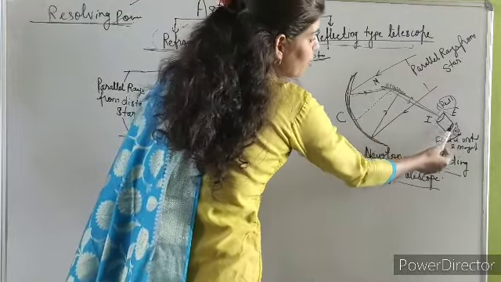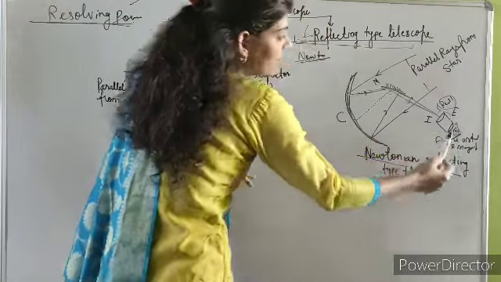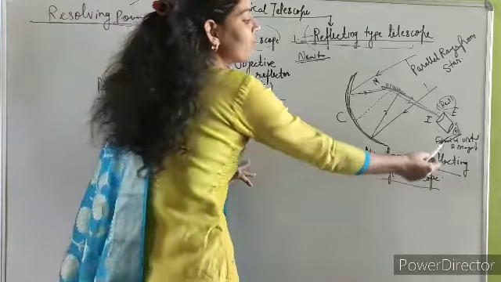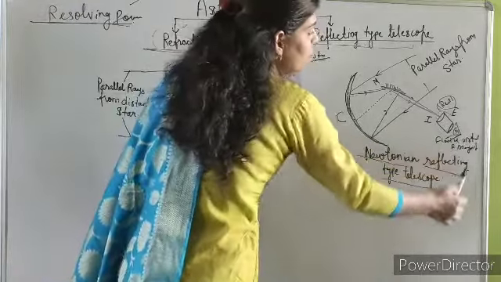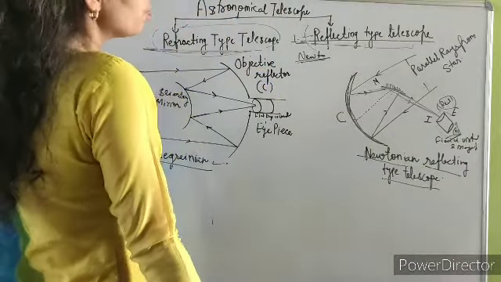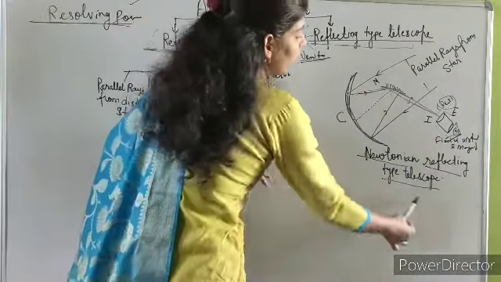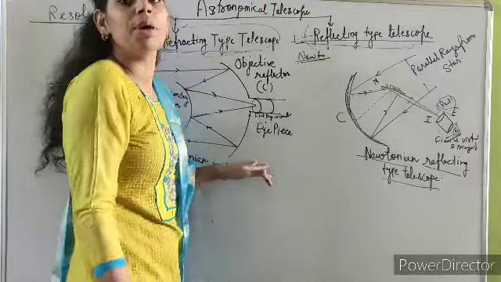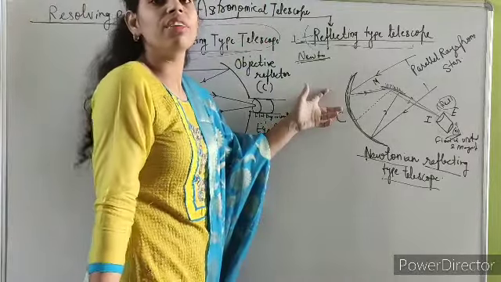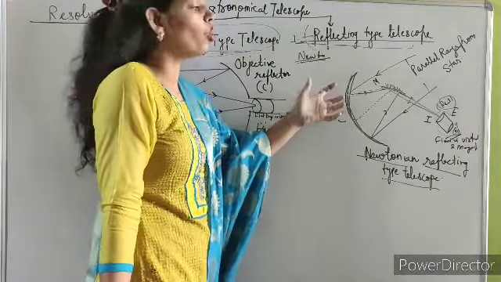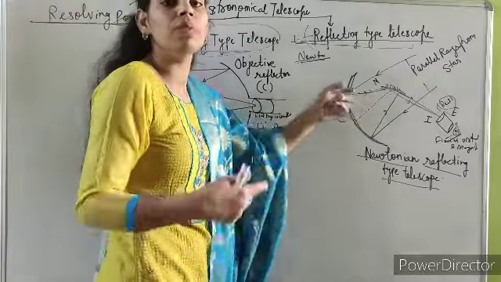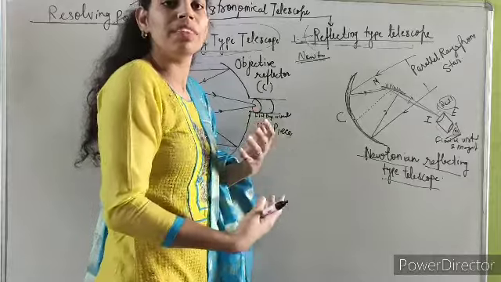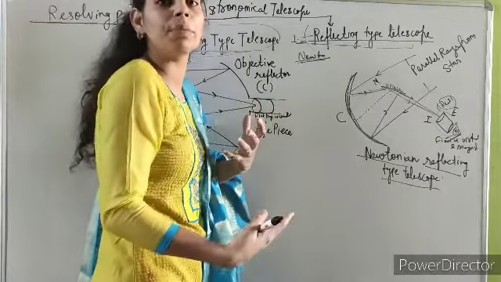So from this eyepiece lens, we see that the final image of the distant body is virtual and magnified. But students, this was the reflecting type of telescope designed by Newton. This was not the final reflecting type of telescope. As I have told you, improvements have also been done on this model.